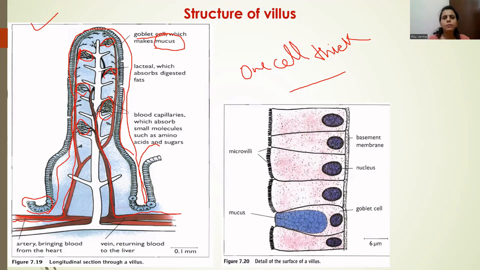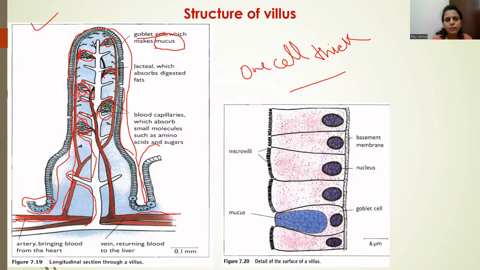Because liver performs the job of assimilation of food. Villi is one cell thick, and villi is supplied with blood vessels because these blood vessels help in absorption of the digested nutrients. Apart from this, you can see here in the center we have another thin tube-like white structure. This is another vessel which is known as lacteal.